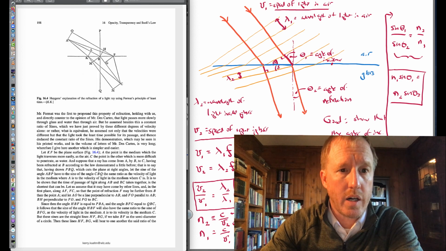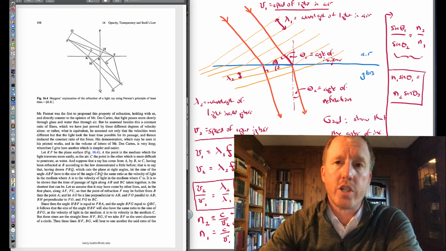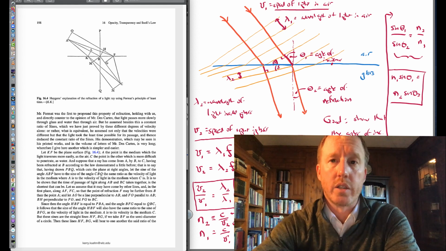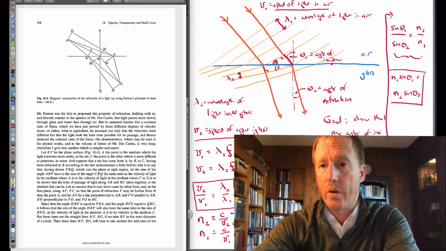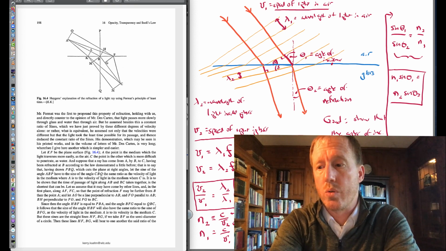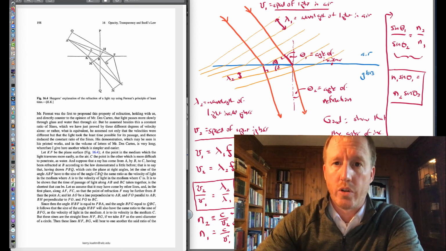Next time we'll probably finish up chapter 16, and then we'll talk a little bit about chapter 17 and how the law of refraction leads to the bending of light rays going into the Earth's atmosphere.